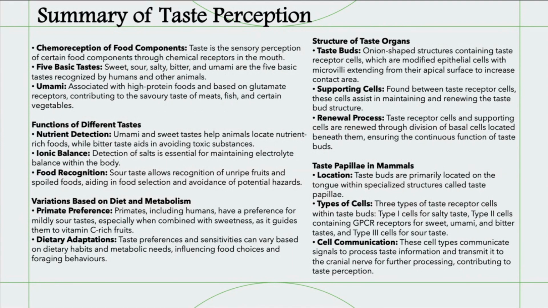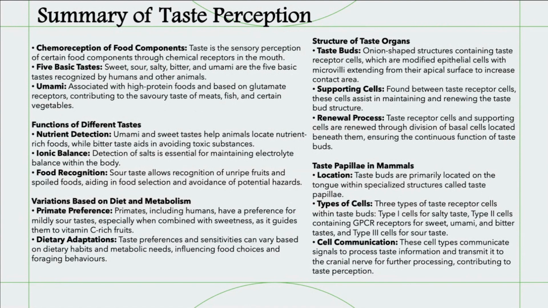So primates, including humans, have a preference for mildly sour taste, especially when combined with sweetness, as it will allow them to look for foods which are containing vitamin C. Okay, so oranges, for example. The taste preferences and the sensitivities can vary based on their dietary habits and their metabolic needs, and this influences the food choices and the foraging behavior. So the foraging behavior is basically when they're looking for foods. So when they're looking for foods, they're going to look for things that have a mildly sour taste, but then kind of also have a sweet taste.